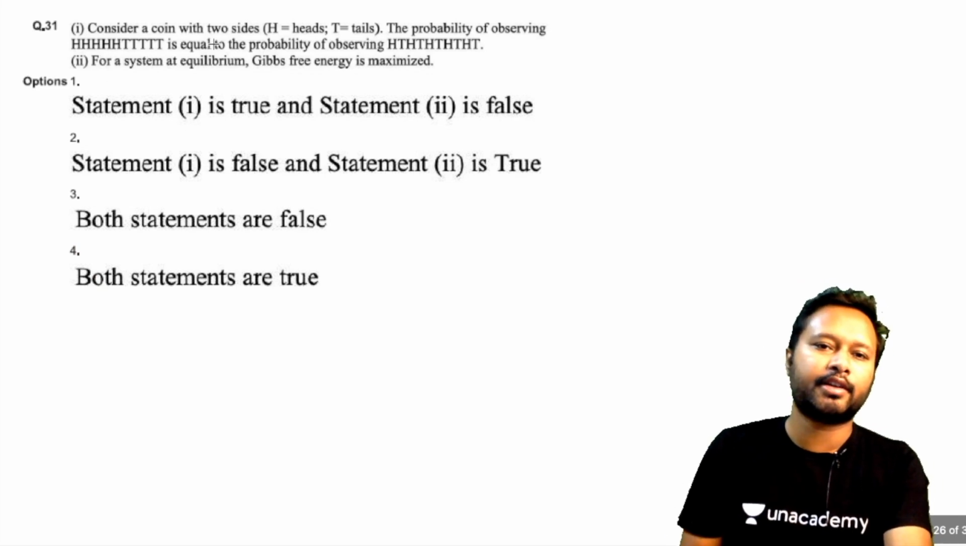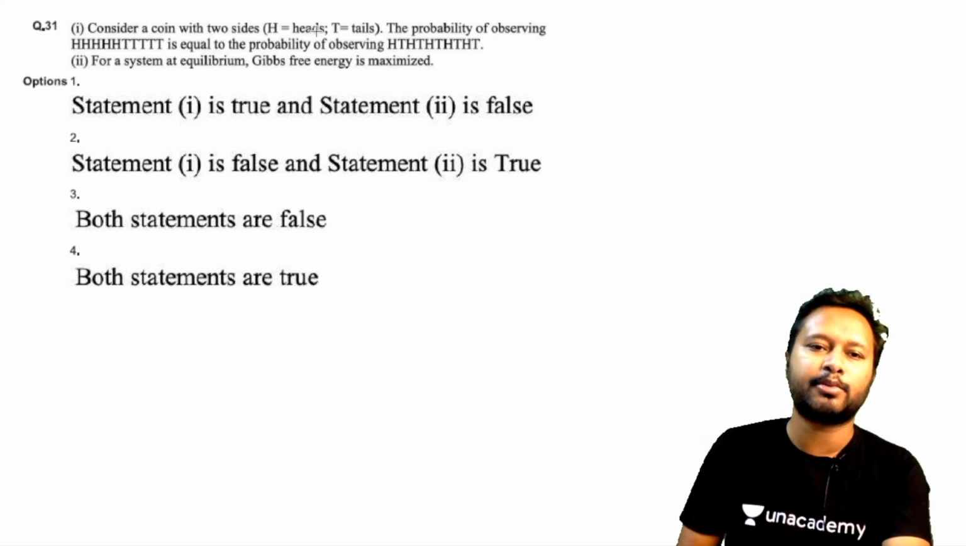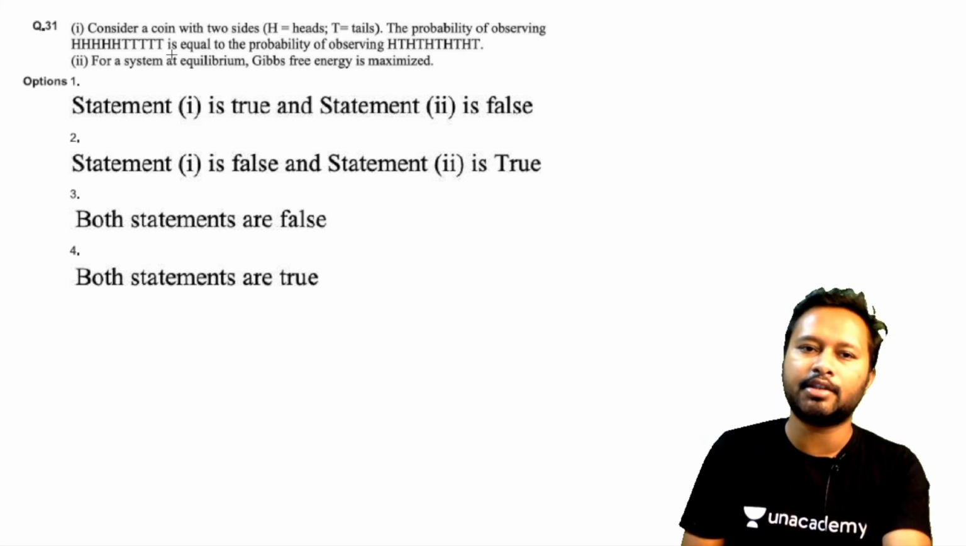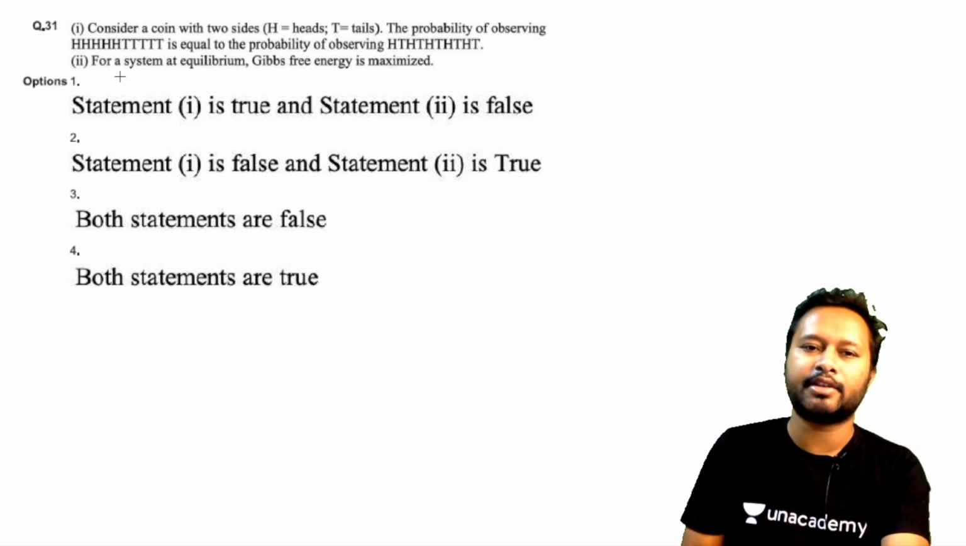This says that consider a coin with two sides, H which is heads and T which is tails. The probability of observing H H H H H T T T T T is equal to the probability of observing H T H T H T H T. Okay, fine. And the second statement says that for a system at equilibrium, Gibbs free energy is maximized.